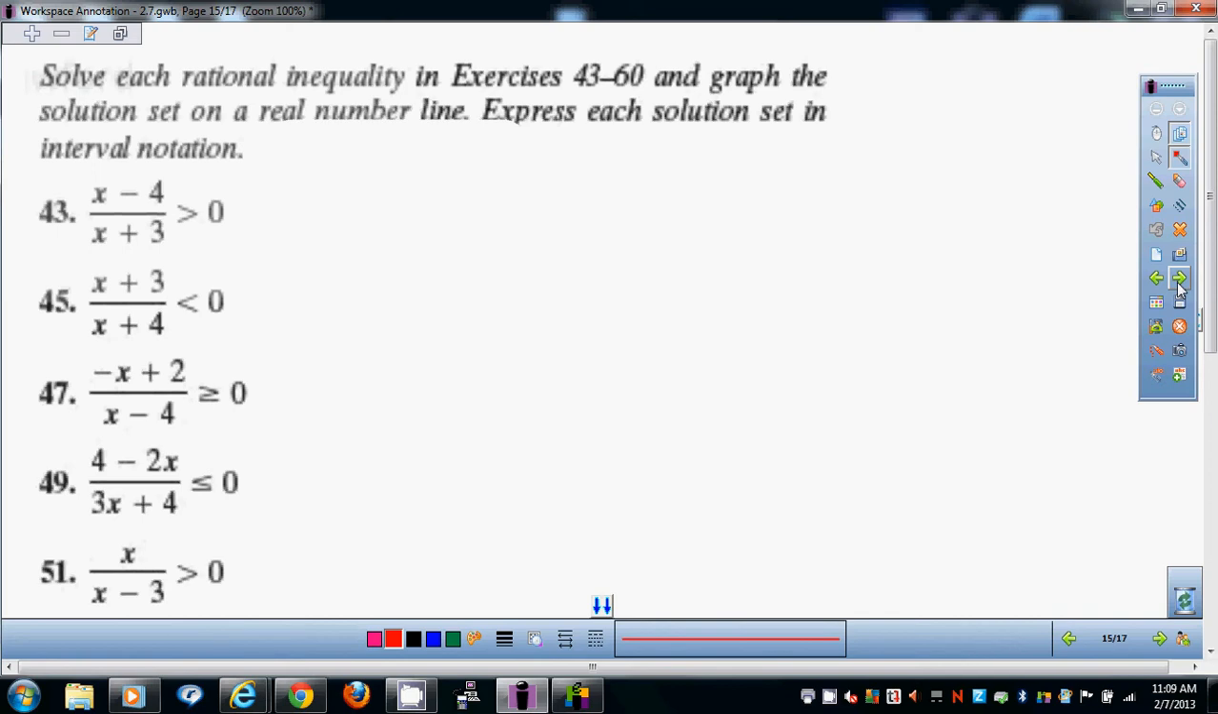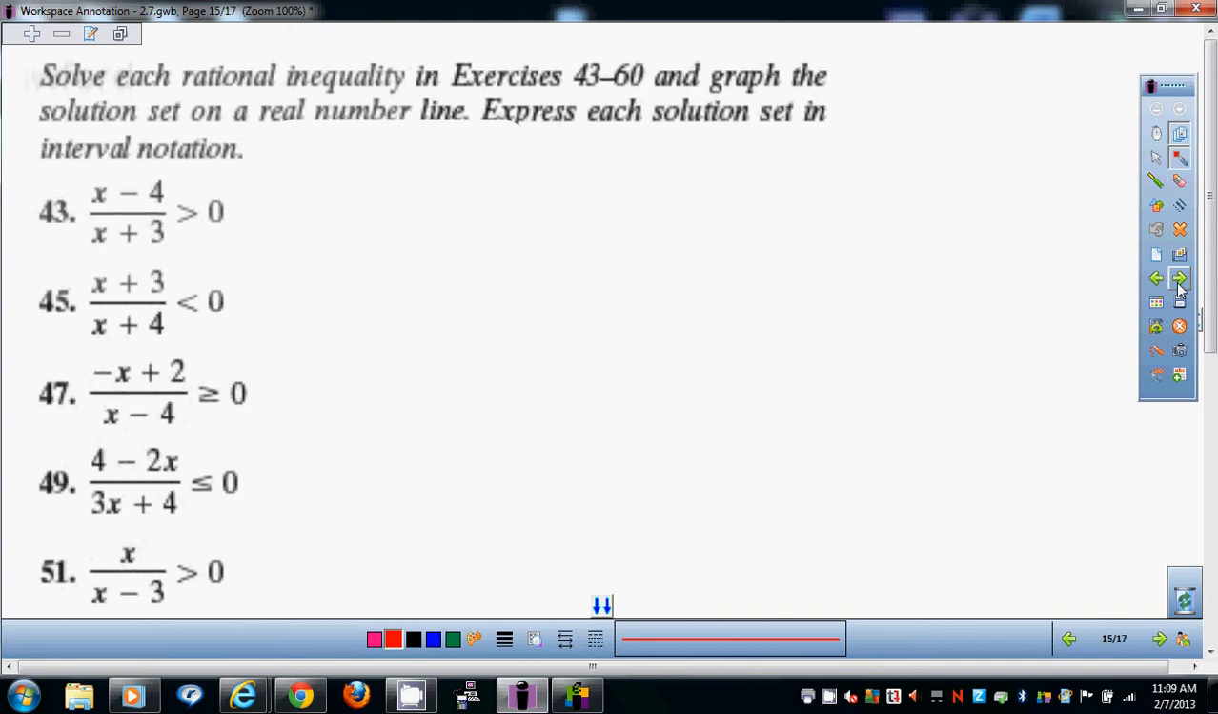What about number 49? What's going to make that part equal to 0? 2. What's going to make that part equal to 0? A little harder. So negative 4/3. To set it equal to 0, subtract 4, divided by 3. So 2, negative 4/3, number line, same thing. The only difference is you have to check top and bottom. But it works out the exact same.